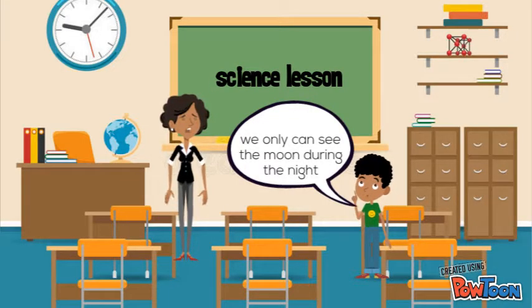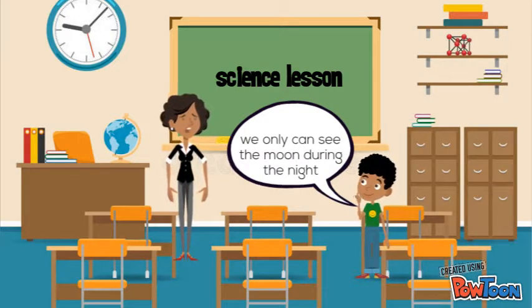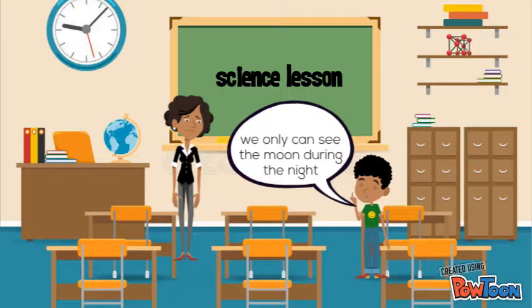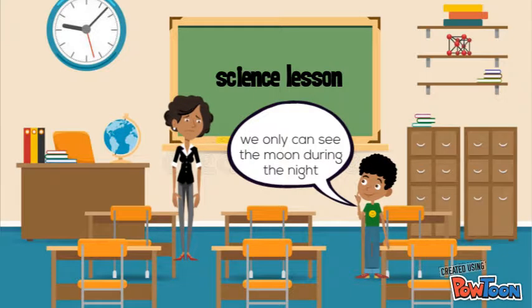Miss Fatima is sad. She is thinking, how can we only see the moon during the night when we can also see it during the daytime? She tried to tell Abdullah that we can see the moon during the daytime. Abdullah is still confused.